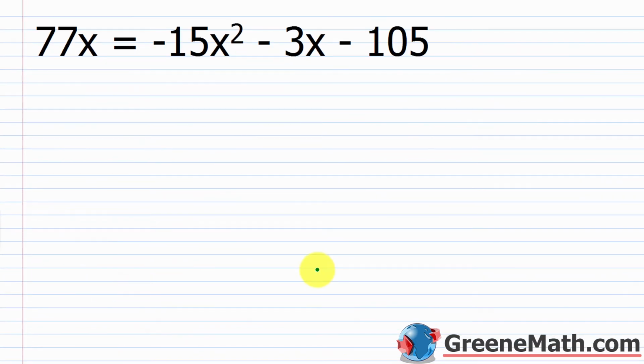All right, let's take a look at another one. So we have 77x is equal to -15x squared minus 3x minus 105.